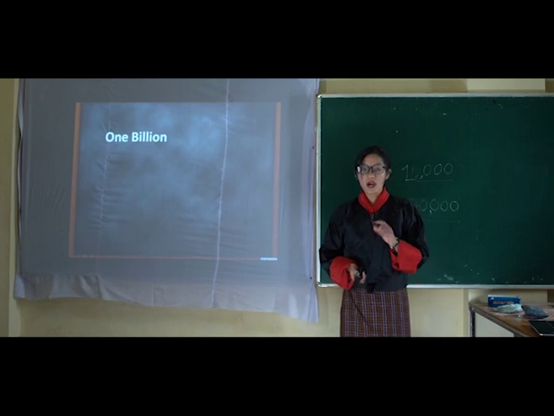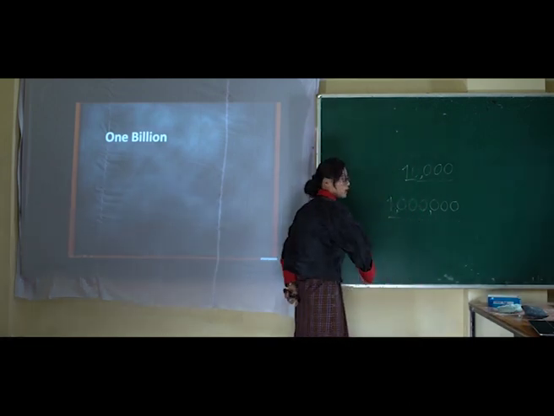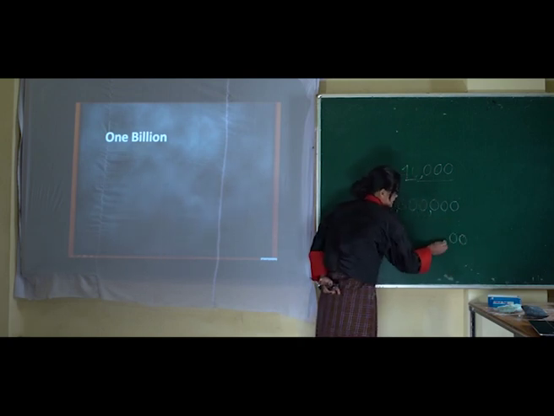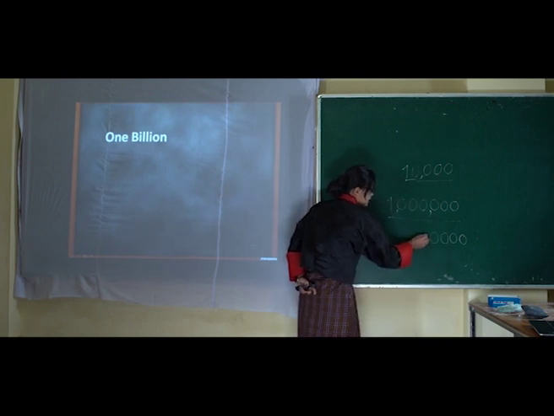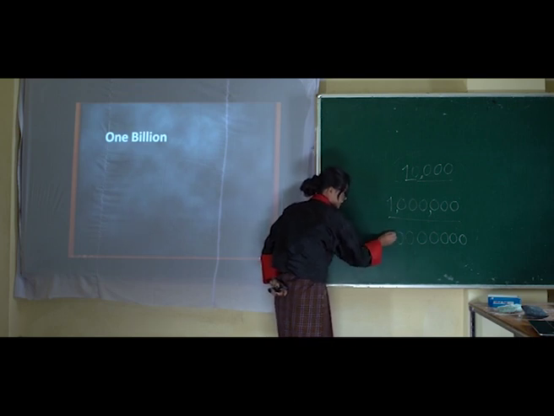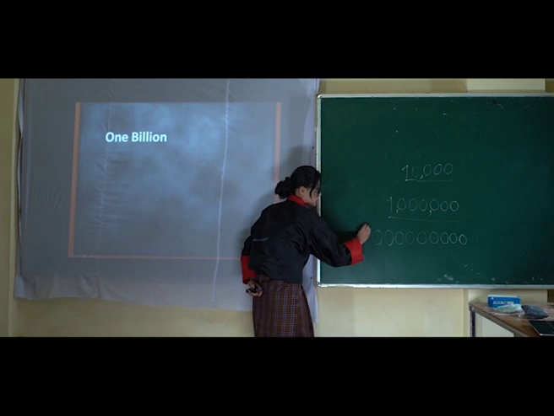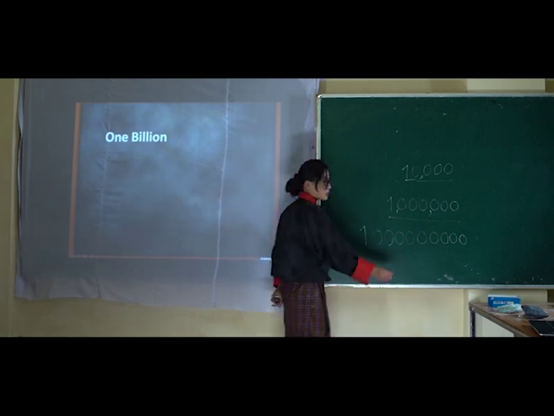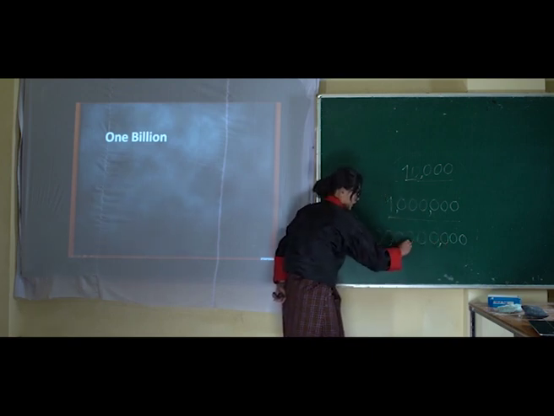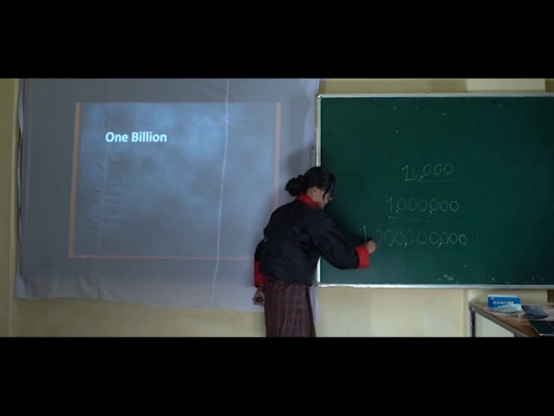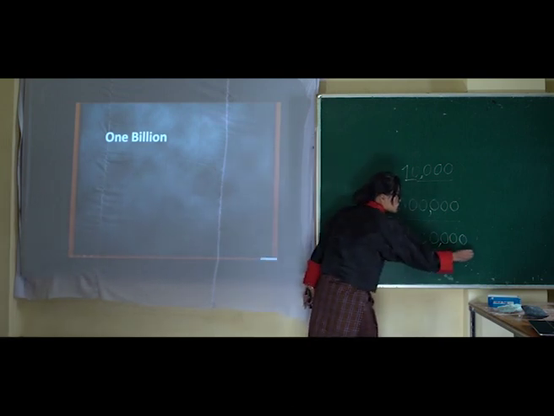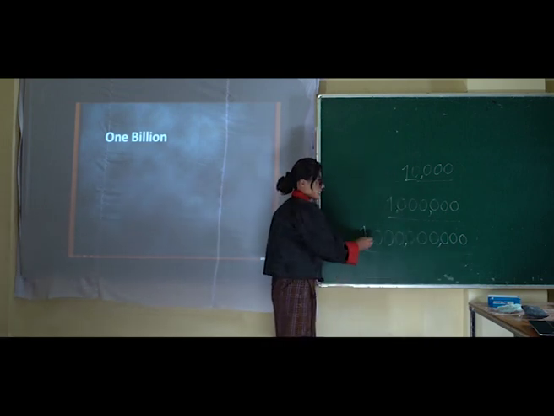How do we write 1 billion? Let me show you. We start with the 0 from the right again. Ones, tens, hundreds, thousands, 10,000s, 100,000s, millions, 10 millions, 100 millions, and 1 billion. Let's put the commas. 1, 2, 3, ones period. 1, 2, 3, thousands period. 1, 2, 3, millions period, and this falls under the billions period. So this is how you write 1 billion.